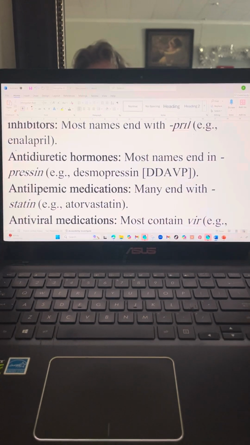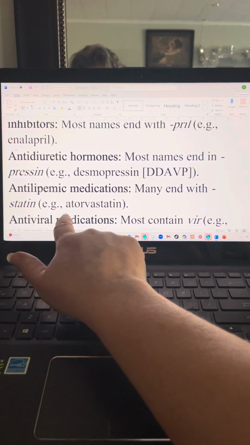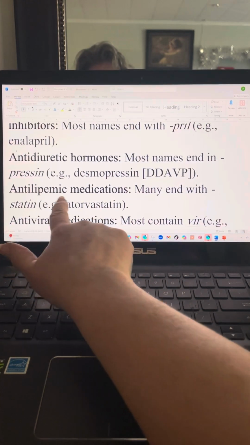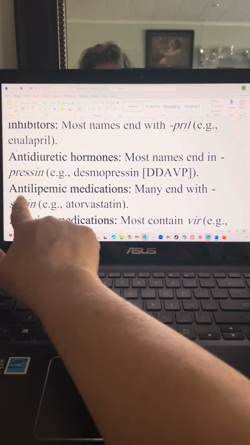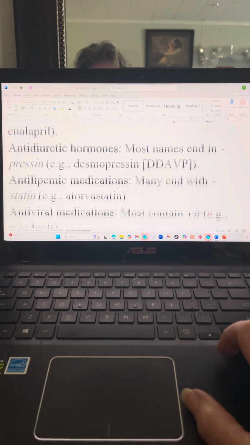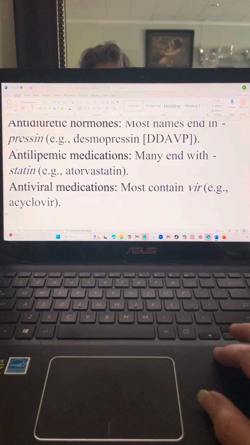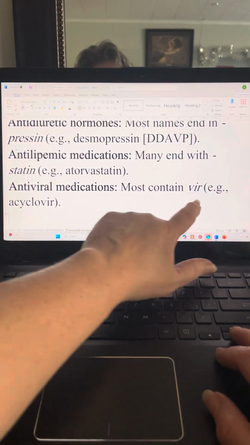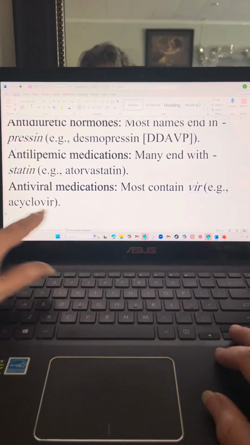Antilipidemic medicines end in statin, like atorvastatin. If it's got statin on the end, it's a cholesterol med. Antilipidemic is for your cholesterol. And look, there are people on the planet who eat nothing but lettuce and still have high cholesterol. Antiviral medications, most of them have VIR somewhere in them.